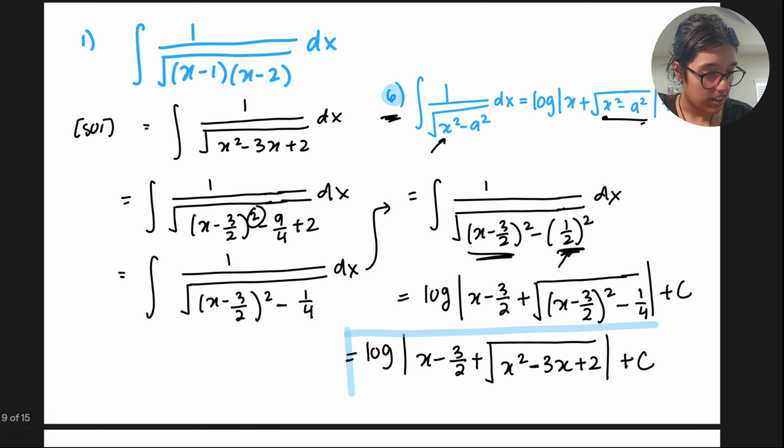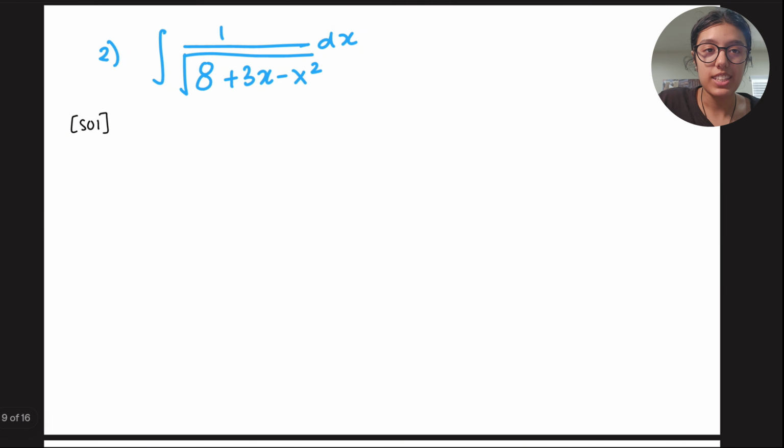And this over here is our final answer. So we have our second problem here, integration 1 over square root 8 plus 3x minus x squared dx. And once again, feel free and give this problem a go. But for right now, I'm going to go over the solution.